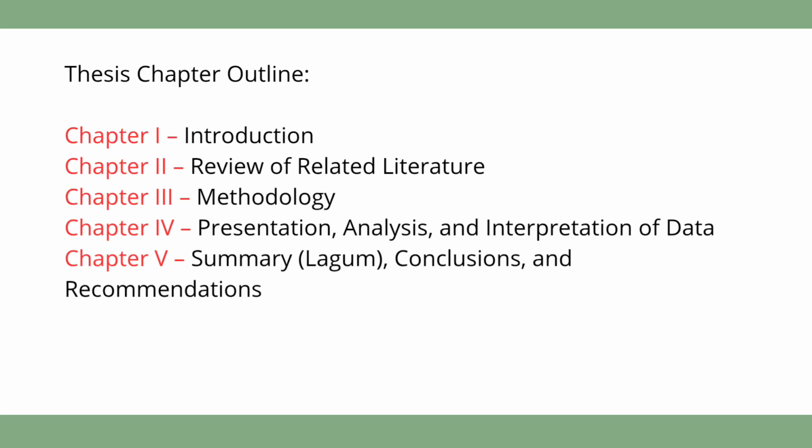What is included in the thesis chapter outline? Chapter 1 is about the introduction. It includes background of the study, statement of the problems, significance and so on. Chapter 2 is about the review of related literature. It includes the theories and concepts related to the topic, gaps in existing knowledge, and also shows how the study is connected to previous studies. Chapter 3 is methodology, research design, respondents and sampling method. The result of the gathered data or findings and interpretation can be found in chapter 4. And lastly, chapter 5, where the summary, conclusions, and recommendations are.